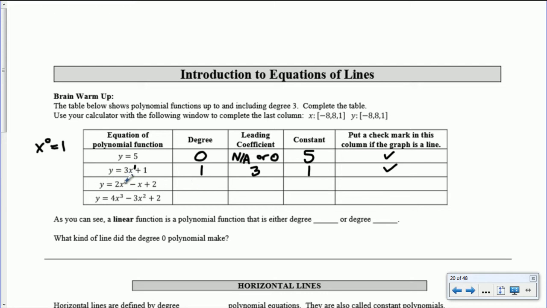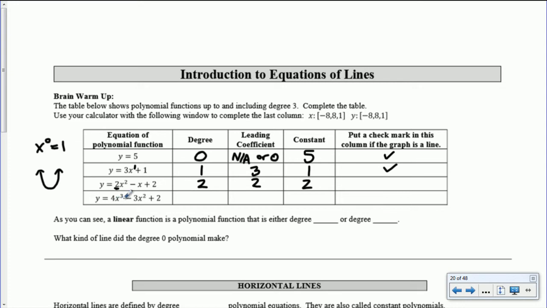Next one, the degree: you pick the highest exponent for the term, so the degree here is 2, and the leading coefficient is 2 because of that one. The constant here is positive 2, and this is not a line. This turns out to be a parabola, so it looks something like that.